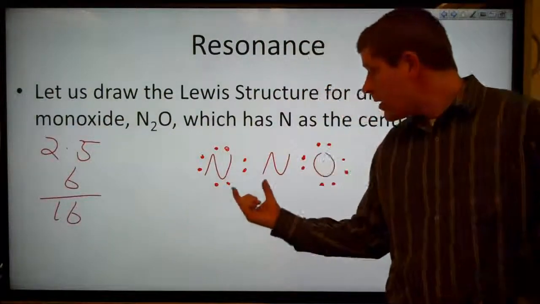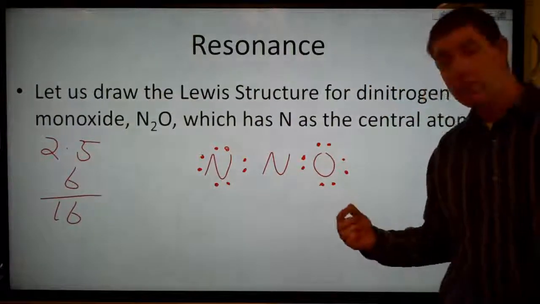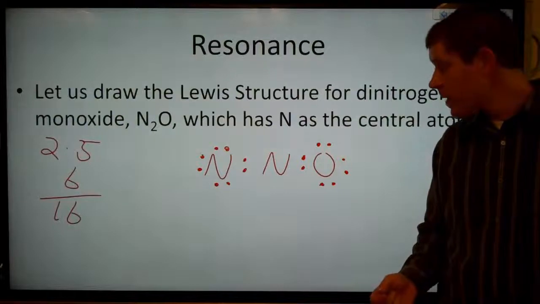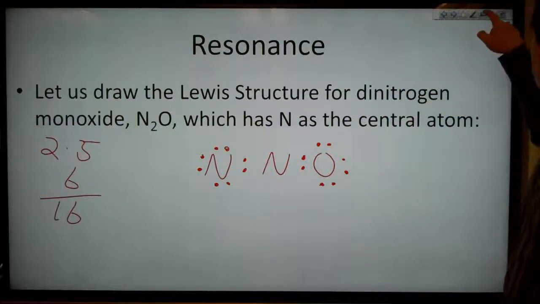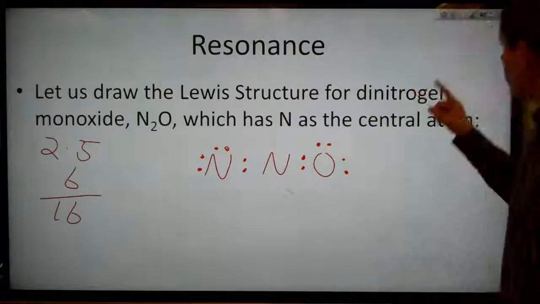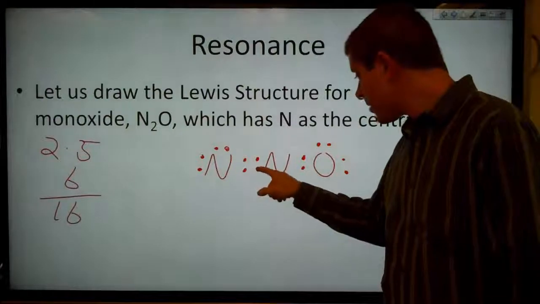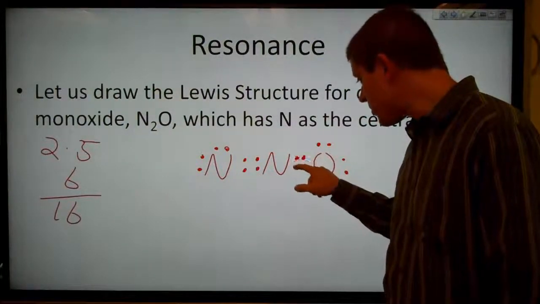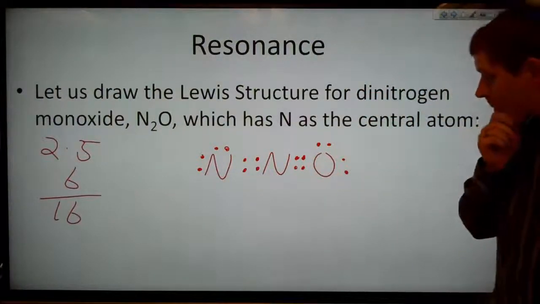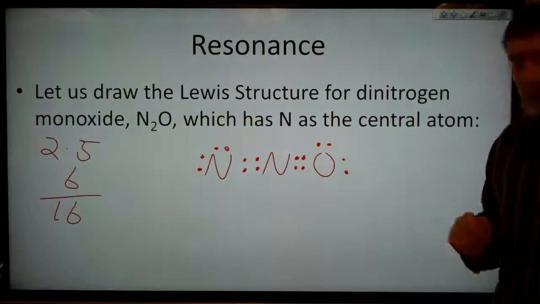Which means that we need to get 2 more bonds in there. So I need to share 2 more pairs of electrons from either the nitrogen or the oxygen, or 1 from each. And so I'm going to draw one possible structure. I'm going to take one pair of electrons from each of the outer atoms and share those electrons with the central nitrogen. So that's one possibility.